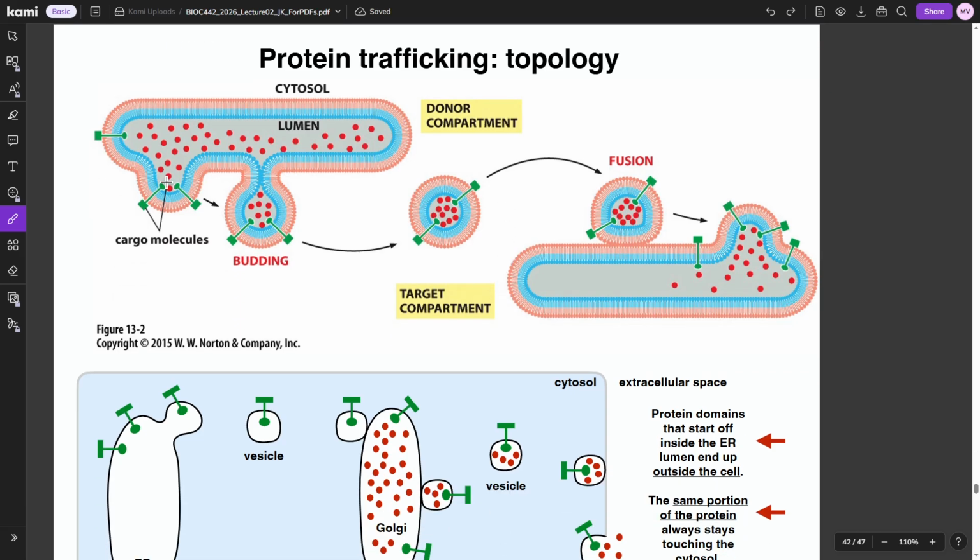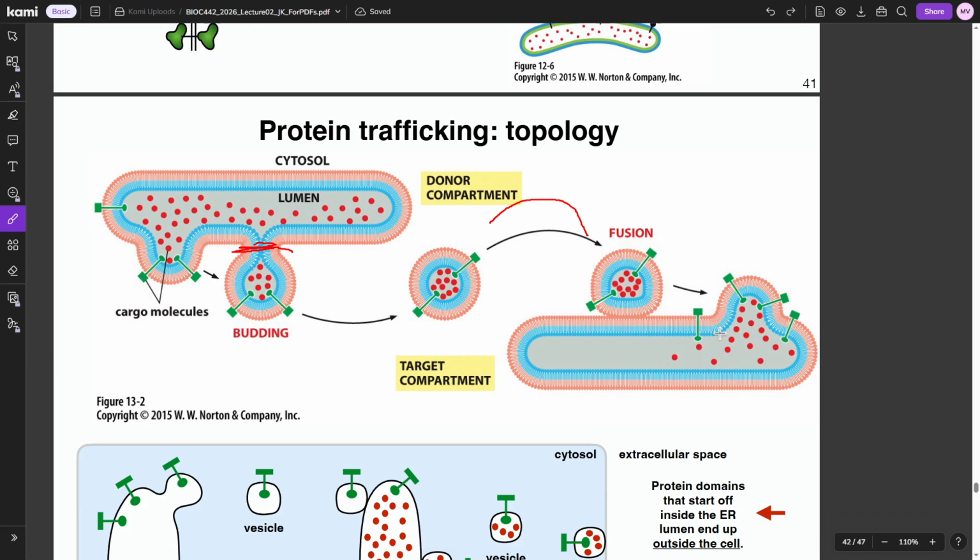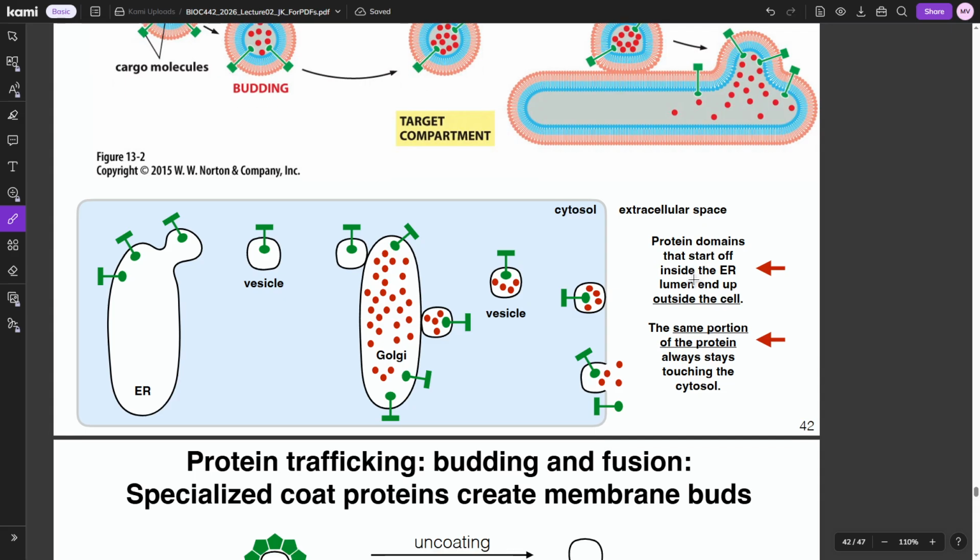So again, we have this phospholipid thing. We have a budding event happening. Budding, it pinches off here, and then this thing fuses with this next membrane. Okay, that's actually really important.